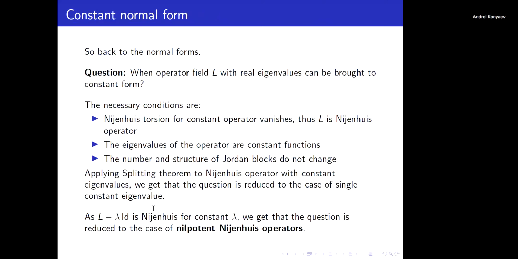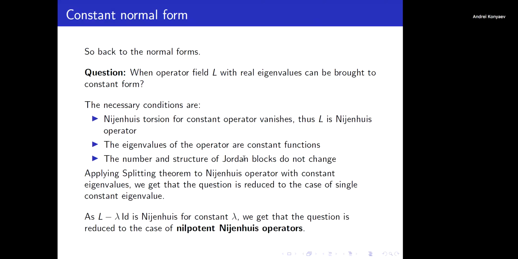Why is the Thompson theorem important? It deals first with the normal forms. What are normal forms? In the previous lecture, we discussed the following normal forms. We discussed diagonal normal forms for real eigenvalues, and we showed that if an operator is diagonalizable at each point and the Nijenhuis torsion vanishes, then it can be brought to diagonal form. This is a direct corollary of the splitting theorem.